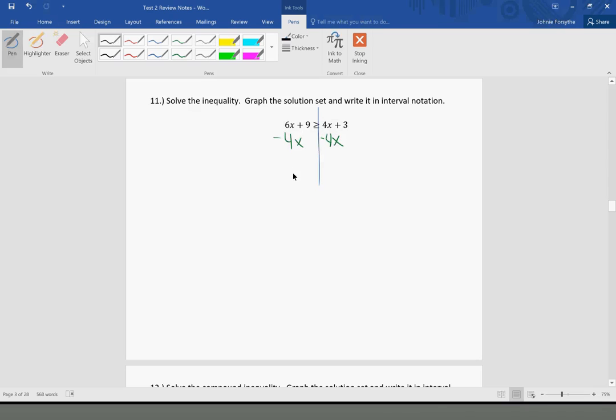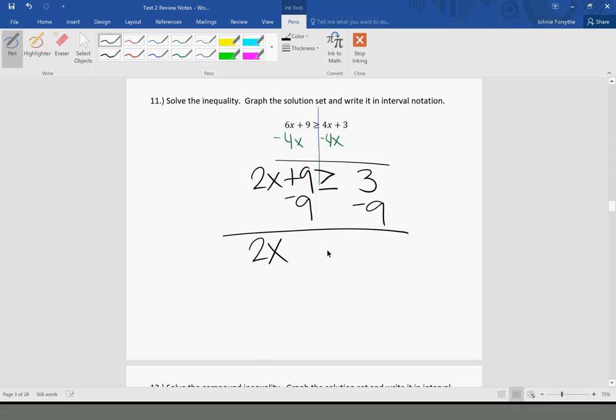So I'm going to have 6x minus 4x is 2x. I'm going to bring down that plus 9 is greater than or equal to positive 3. And now I'm going to subtract 9. So I'm going to have 2x is greater than or equal to 3 minus 9. I have different signs, so I subtract and take the sign of the larger number. So the larger number is 9, so it's going to be a negative, and then 9 minus 3 is 6, so it's going to be negative 6. So now I have 2x is greater than or equal to negative 6.